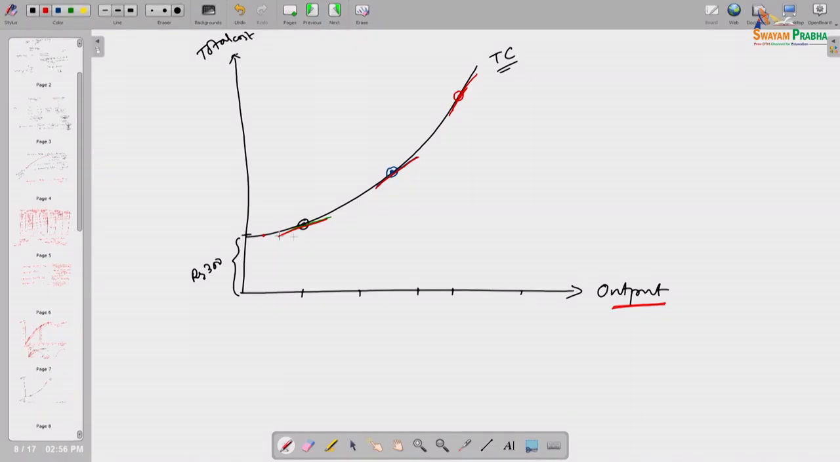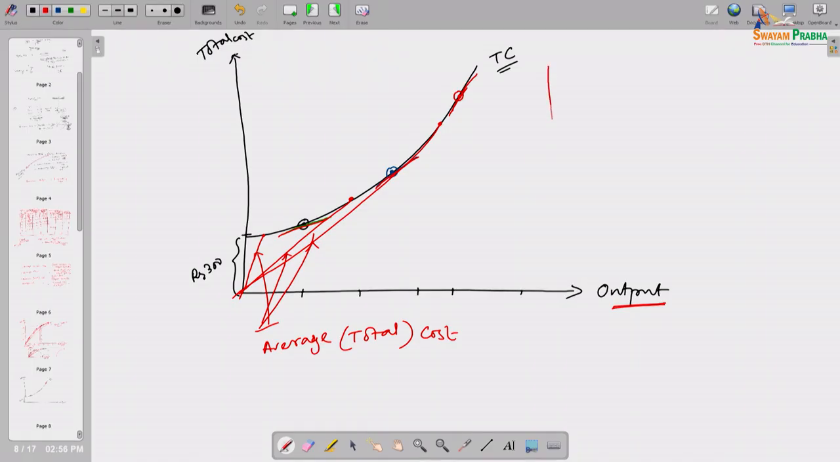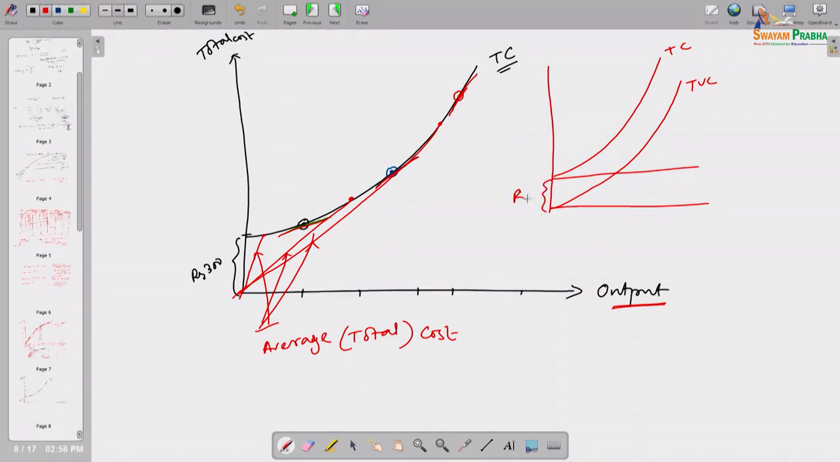Not only that, if I take a point and draw the ray through the origin, what will it tell us? The slope of these different rays through the origin will be called average cost, average total cost or average cost. Okay. And when we have this kind of total cost curve, definitely this kind of total variable cost curve is there, because this rupees 300 is our total fixed cost, right. So, the vertical gap between total cost and total variable cost is everywhere this rupees 300. So, the same kind of total variable cost curve we will have, which passes through the origin.